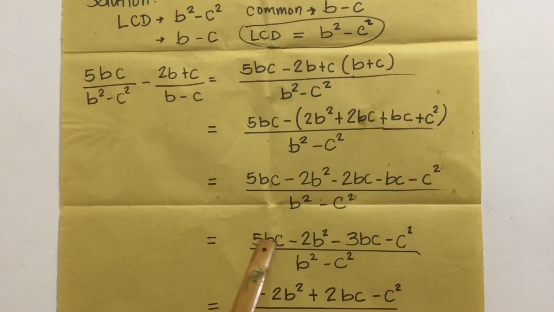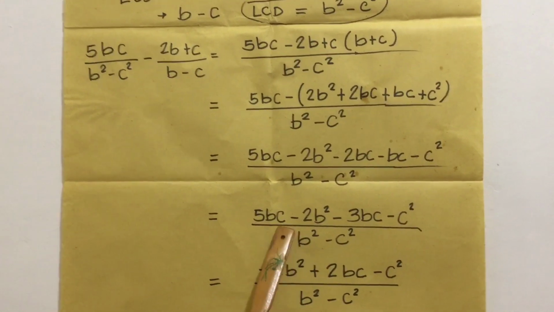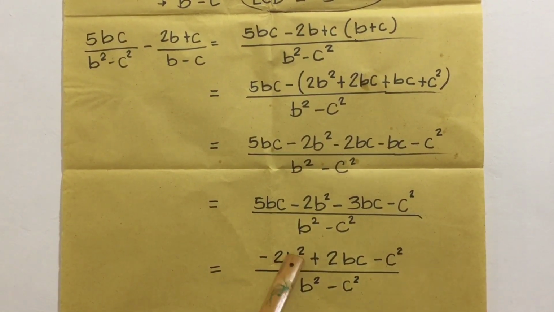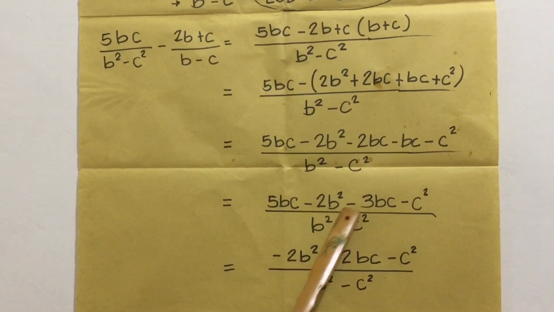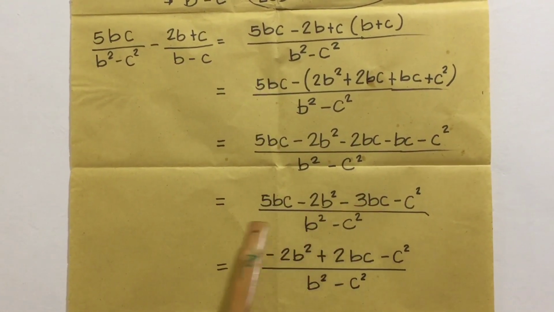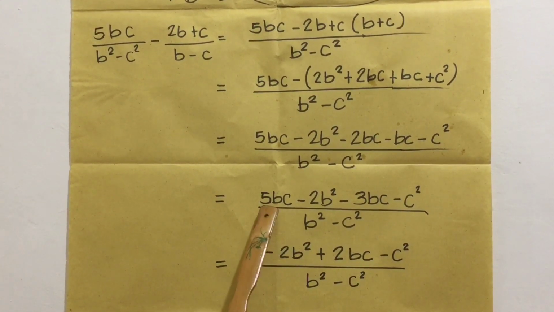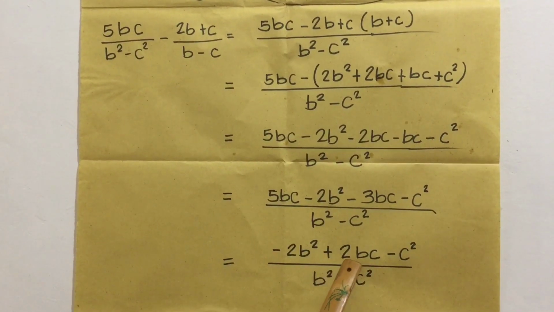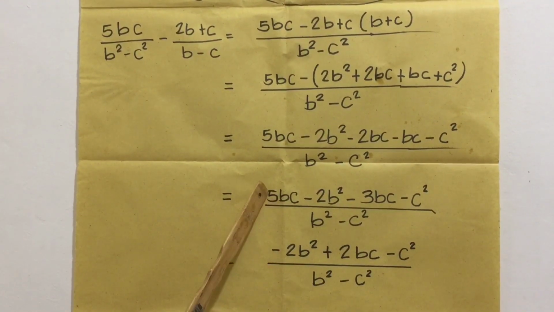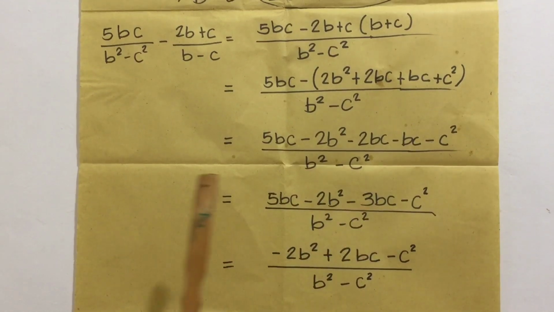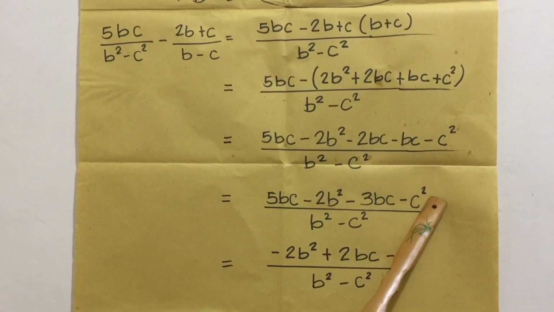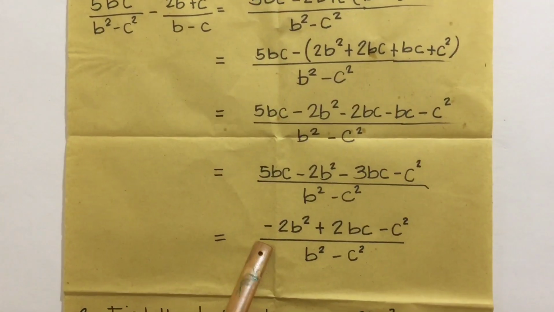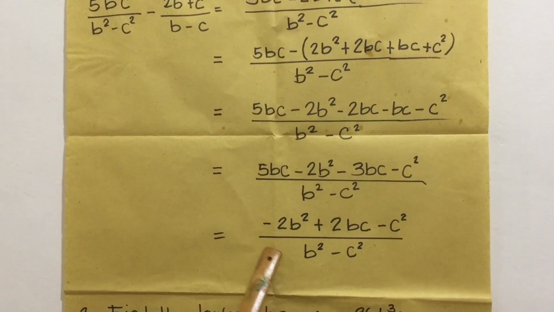Then next, we combine like terms again. Negative 2b squared, only one, highest exponent, so just write negative 2b squared here. Then 5bc minus 3bc. We subtract because of unlike signs. So 5 minus 3, the answer is positive 2bc, positive because 5 is greater than 3. Then negative c squared, only one, just copy. This is now the simplified form of the given question.